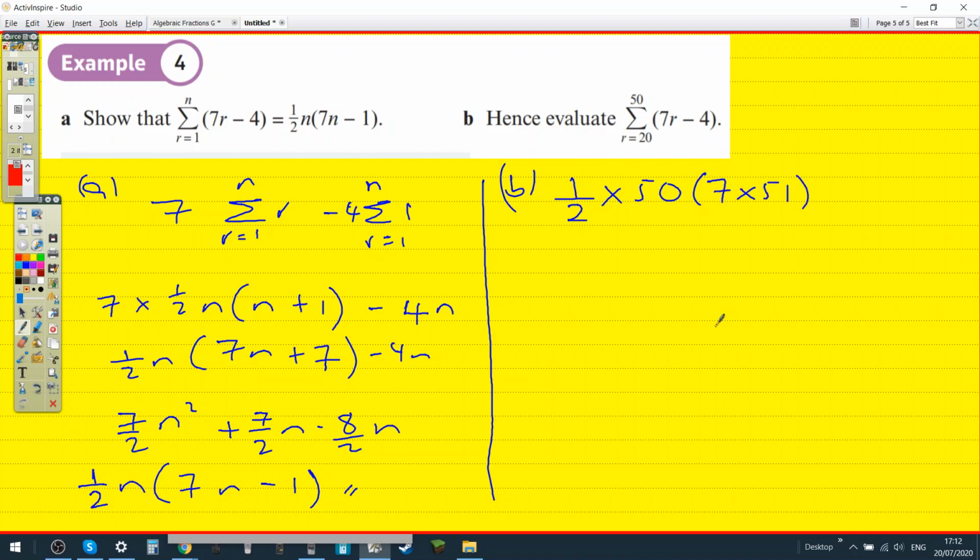Is that what you said? No, 7 times 50 minus 1. I think you just have to use that formula. Half n, 7n minus 1. Yeah. And the whole thing minus half times 19, and then 7 times 19 minus 1.